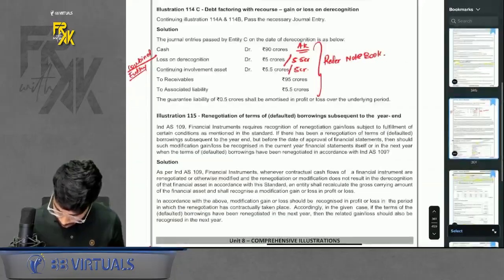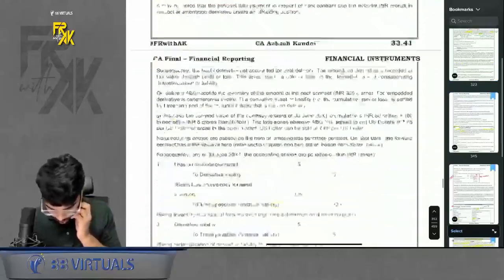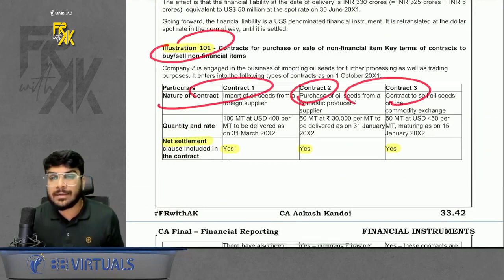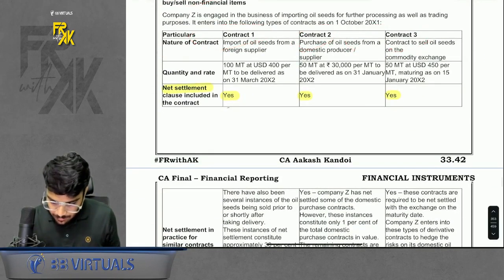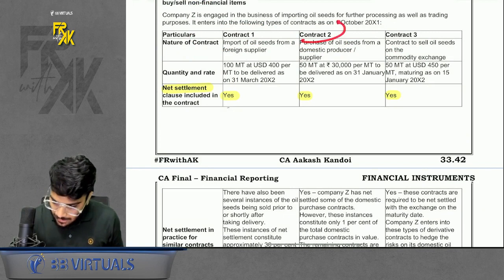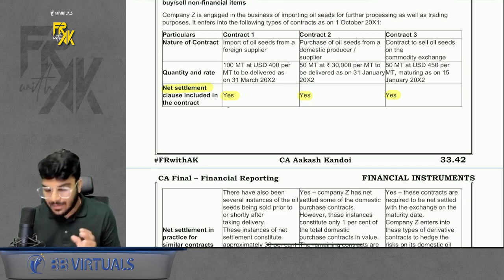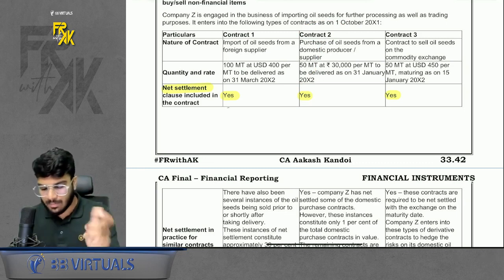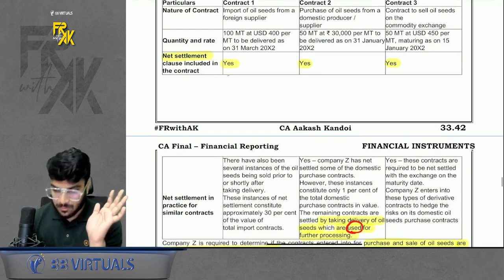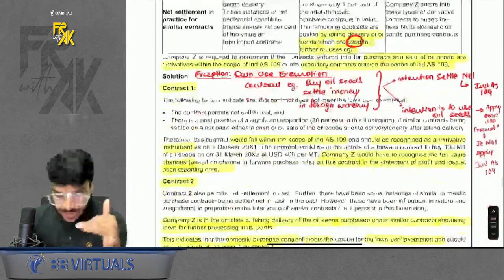One sec, I will show you which are those questions. One is this one. You will have a table kind of a thing. Just to revise this: in contract number 1, settlement happening on net basis is covered under derivatives 109. Under contract number 2, you are buying the oil seeds for your own consumption. So there is a concept of own use exemption. Whenever you are buying anything for own use, it is not accounted under 109, so it is out of scope. In the third contract, again settlement happens on net, so it will be covered under derivatives 109. Just read it, you will understand everything.